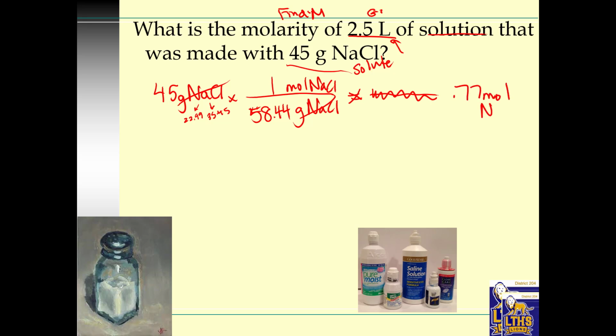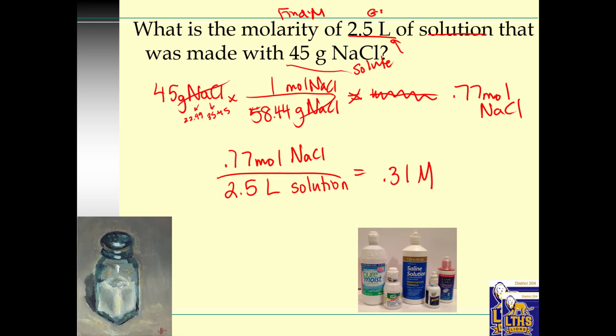I'm just slowing it down a little, taking a step back, stopping right there. So that's how many moles of solute. But I want the concentration, I want the molarity, so I have to say, well, 0.77 moles of NaCl is in the 2.5 liters of solution. Okay. So the molarity is 0.31 molar, which means 0.31 moles per liter of NaCl.